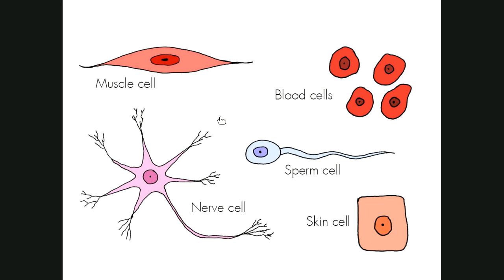You can see here that the shape of the muscle cell is different from the nerve cell, sperm cells, skin cells, and blood cells. All the cells have different shapes. So how do they go for cell division? We are going to learn about it.